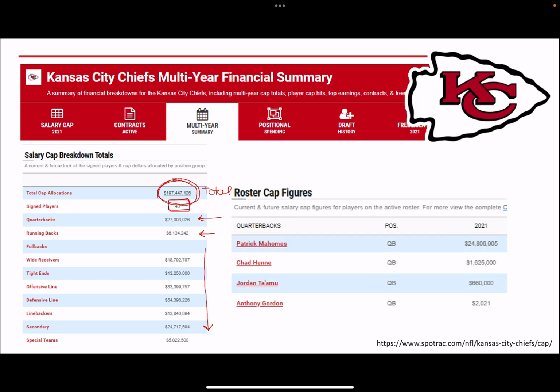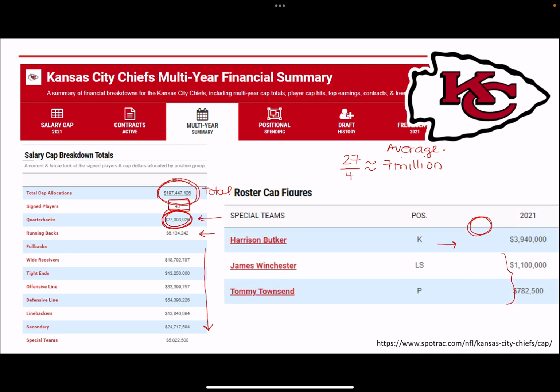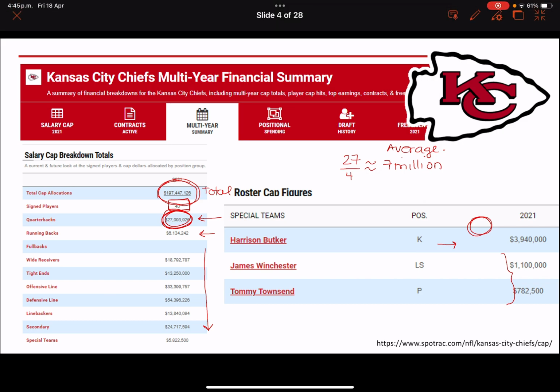If we're talking about the quarterbacks, and this was in 2021, so the numbers might have changed, the first quarterback, Patrick Mahomes, is earning around $25 million. The second and the third, you can see here, we have 4 quarterbacks, and the other ones are not earning as much. But if we take the average of this 27 million and divide it over 4, we get around 7 million per quarterback, right? So that is the average. But we can see that that is not always true because Patrick Mahomes is taking a big chunk of that 27 million.